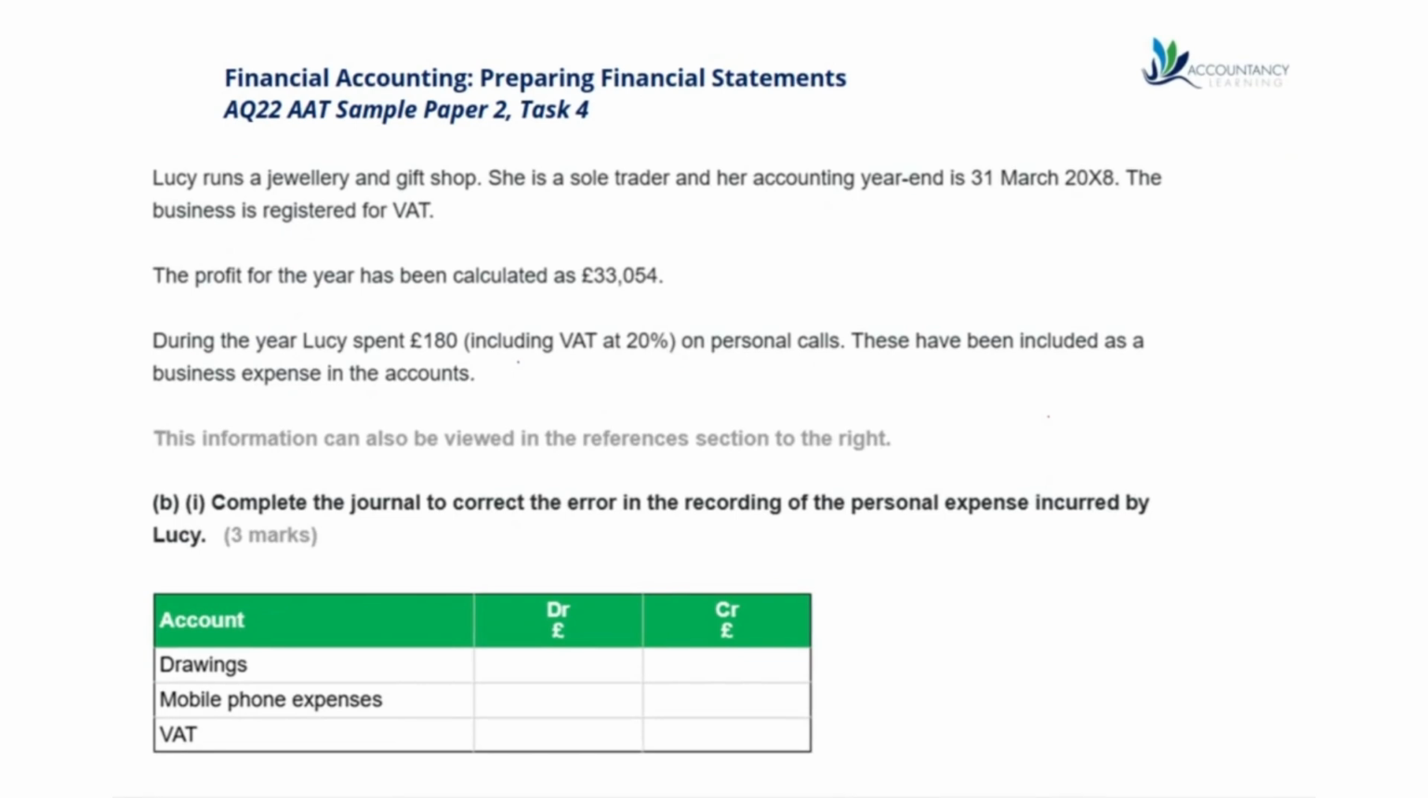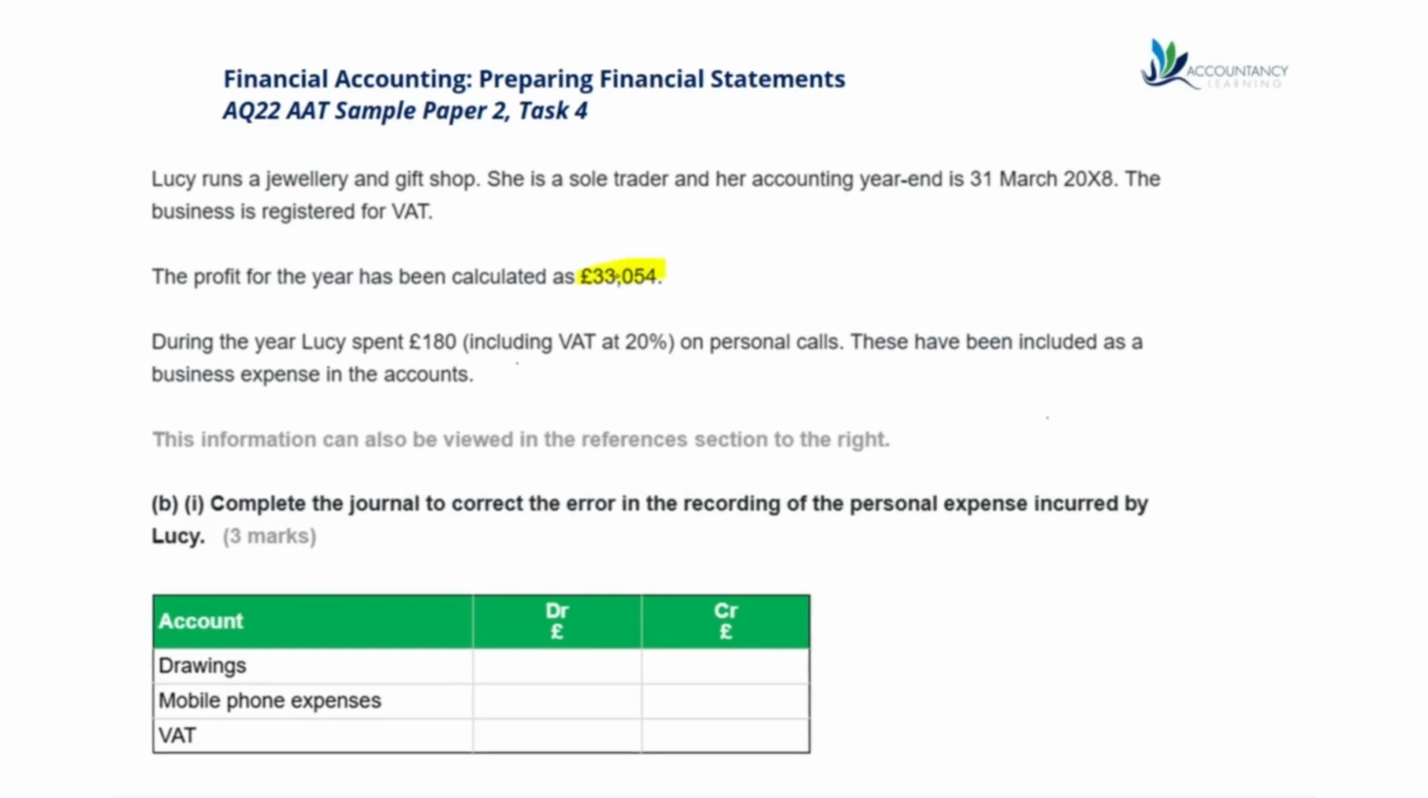Lucy runs a jewellery and gift shop. She is a sole trader and her accounting year end is the 31st of March 20x8. The business is registered for VAT. The profit for the year has been calculated as £33,054. During the year, Lucy spent £180, including VAT at 20%, on personal calls. These have been included as a business expense in the accounts. So we need to complete the journal to correct that error. So it shouldn't have been put through as a business expense.